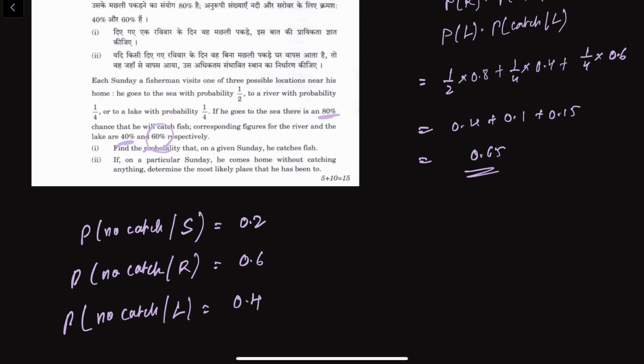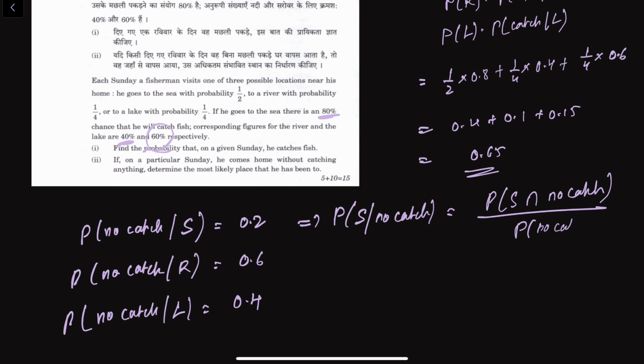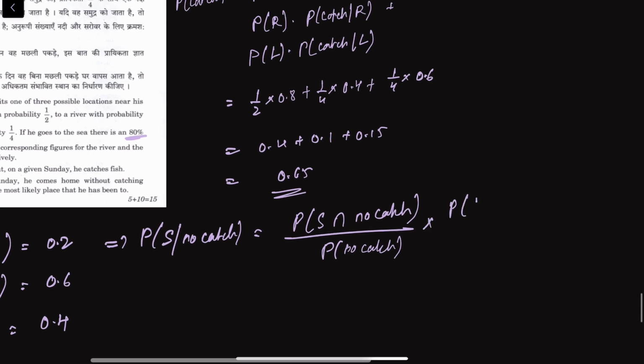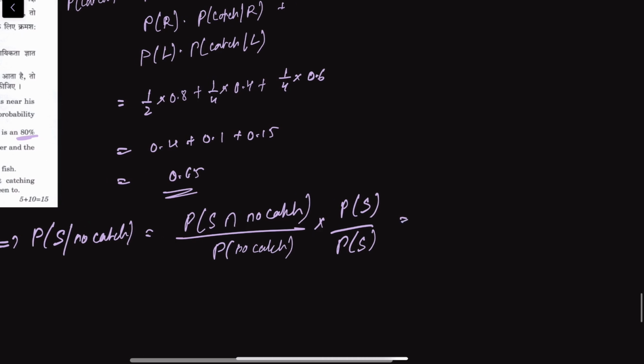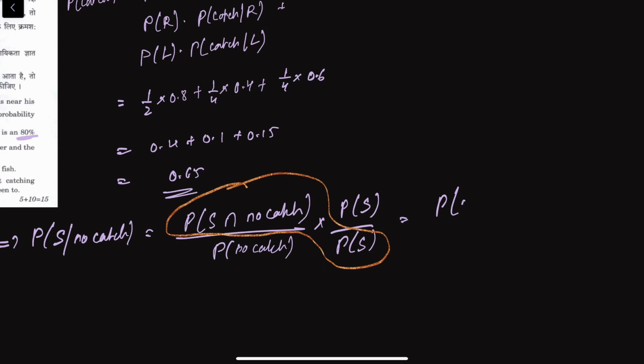Now we want the probability that he went to the sea given that he did not catch a fish. We can use conditional probability here. This is the probability of S intersection no catch divided by the probability of no catch. If I multiply by the probability of no catch on both sides, the probability of S intersection no catch is the probability that he does not catch a fish given the sea, times the probability of S, divided by the probability of no catch.